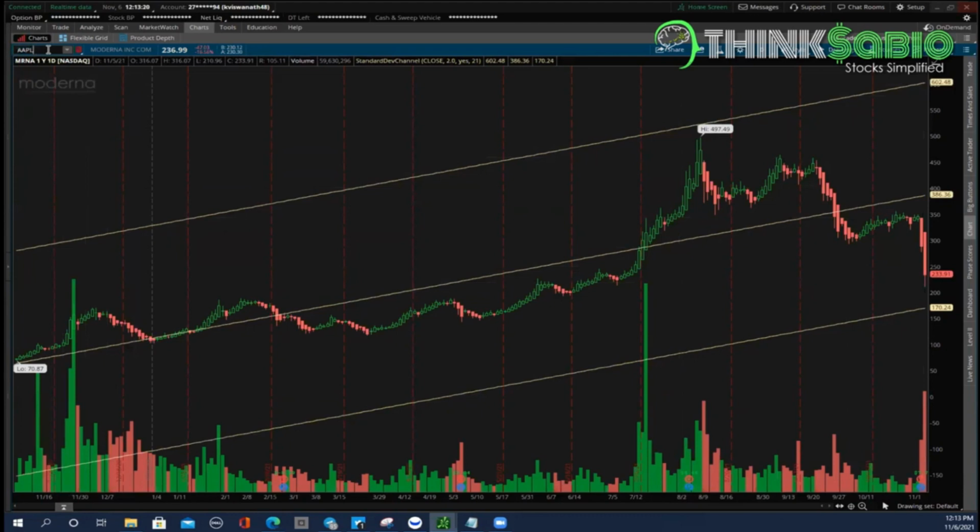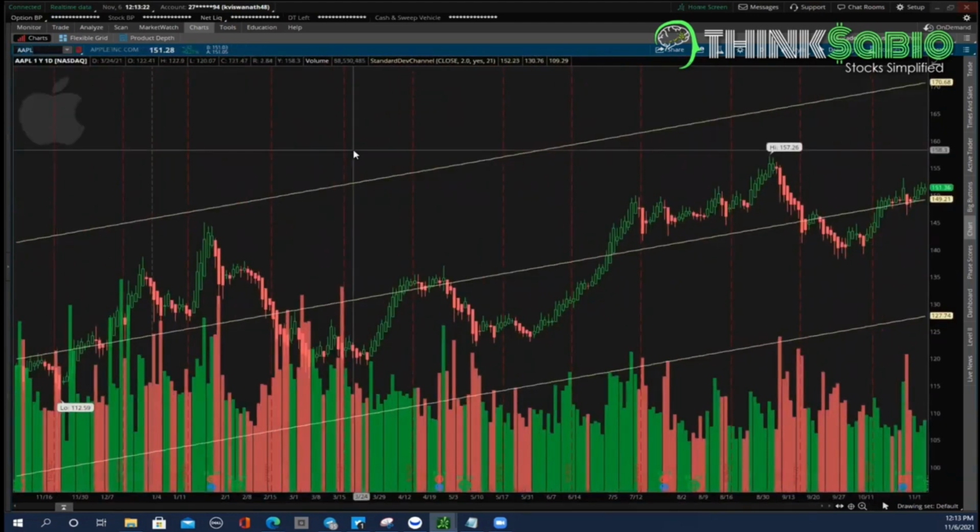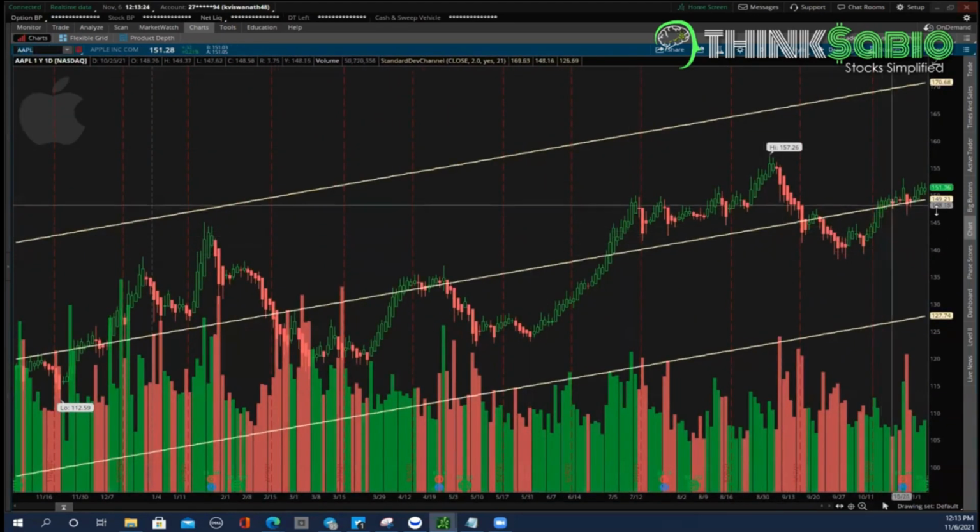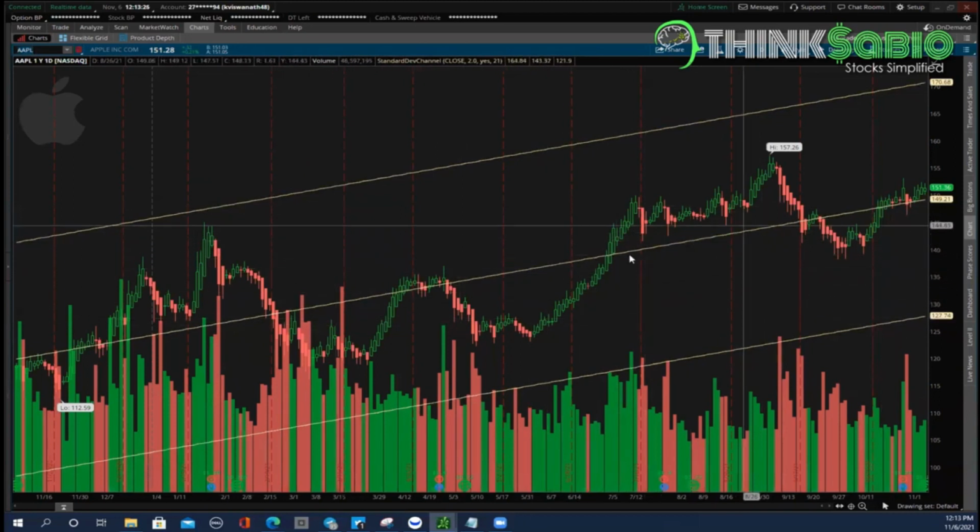Is it trading way above the range or way below the range? So let's look at Apple, for example. Apple almost tries to stay near the mean. Even if it deviates, it will just come back to the mean.